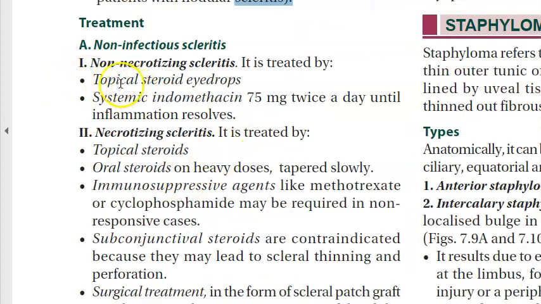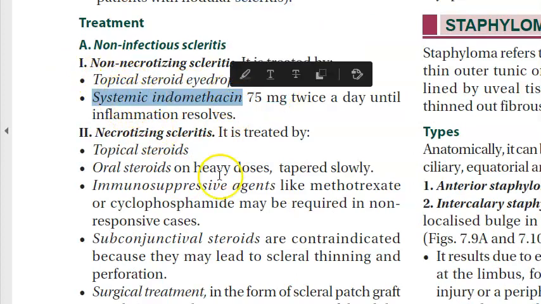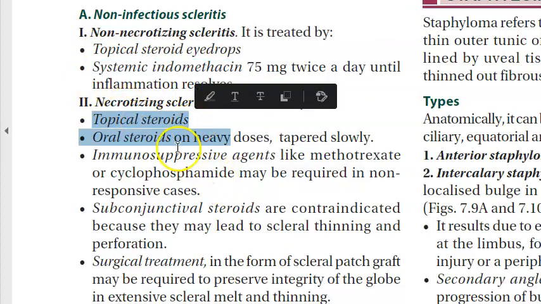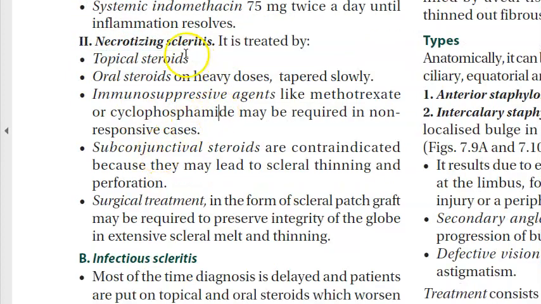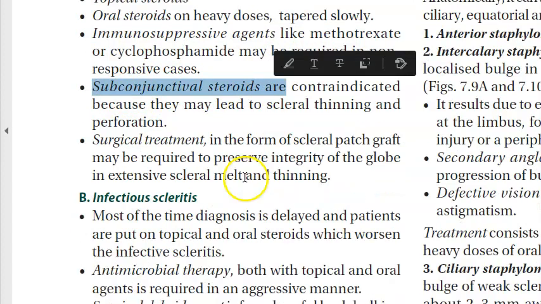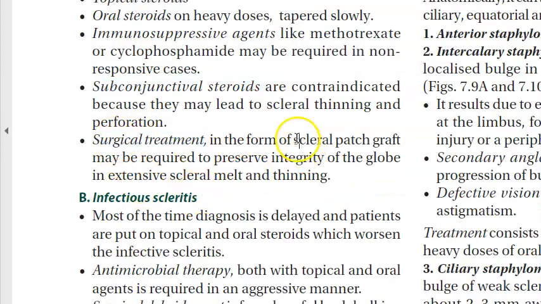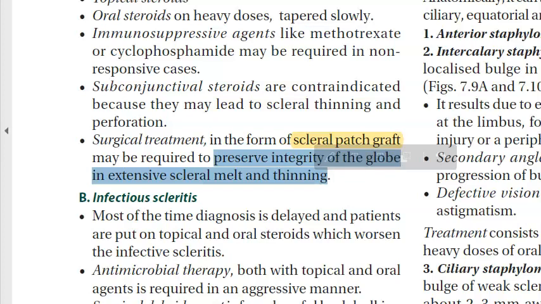Okay guys, how will you treat this person? We already told you, you have to give NSAIDs. Then you can give them steroids. Immunosuppressive agents like methotrexate, cyclophosphamide. Again, steroids. You can give surgery. You can put a scleral patch graft. So wherever sclera is going to perforate, you can put a scleral patch graft to preserve the integrity of the globe in extensive scleral melt and thinning.